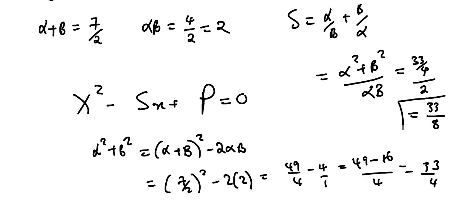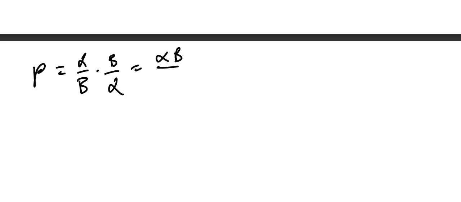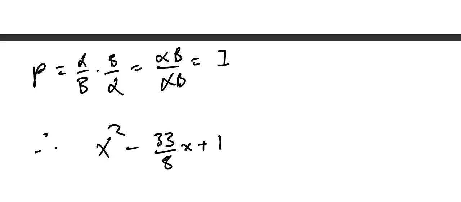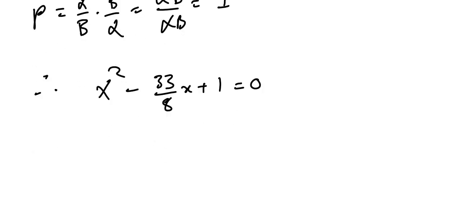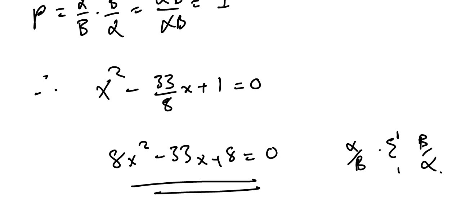So this is the sum. We keep this. This is our S. Then the product is simply going to be 1 because these guys are reciprocals of each other. Because if we multiply this, you get alpha beta over alpha beta. This gives you a 1. So our answer is that the new equation we're looking for is simply going to be like this, which can be further simplified to simply become this. This is the quadratic equation whose roots are alpha over beta and beta over alpha. That's how we do question number B2.